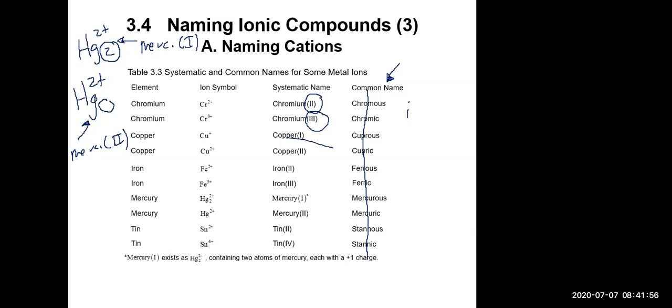The one that ends in IC has the larger positive charge. And the one that ends in OUS has the smaller positive charge. And they obviously are named from the roots of their historical names as well.